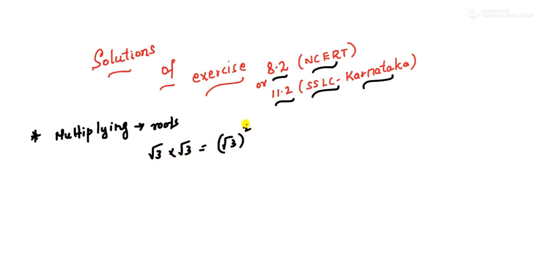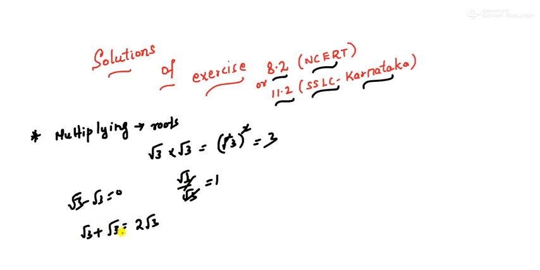Okay, and the square root of the square of any number is the number itself, correct? So whenever you get something like this, it is 3. And what is root 3 by root 3? It is 1. Okay, root 3 minus root 3 is 0. Okay, and root 3 plus root 3 is what? It is 2 root 3. So you should be aware of the addition, subtraction, multiplication and division of these root values.